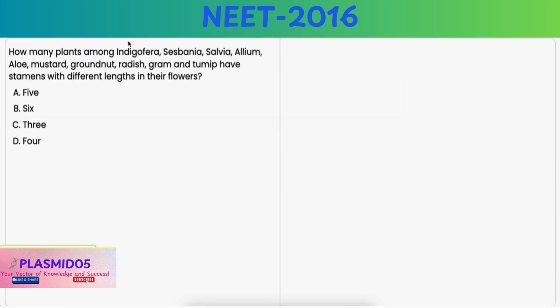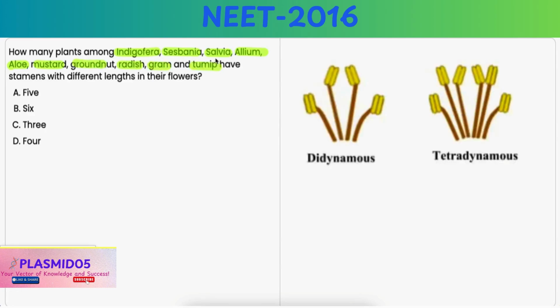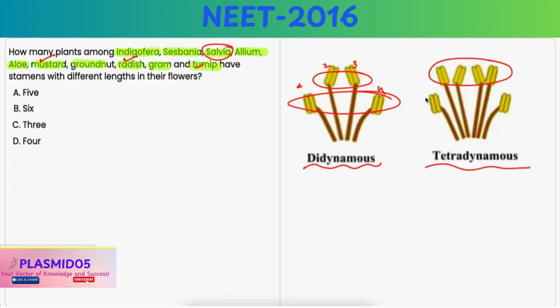In this question, you have to identify how many plants among Indigofera, Sesbania, Salvinia, Allium, aloe, mustard, groundnut, radish, gram, and turnip have stamens with different lengths in their flowers. Now, among the given plants, Salvinia has didynamous stamens, that is, there are 4 stamens in 2 pairs of different lengths, while mustard, radish, and turnip have tetradynamous stamens, that is, the flower contains 6 stamens, out of which 4 are longer and the rest are shorter. So, these 4 flowers have stamens of different lengths.